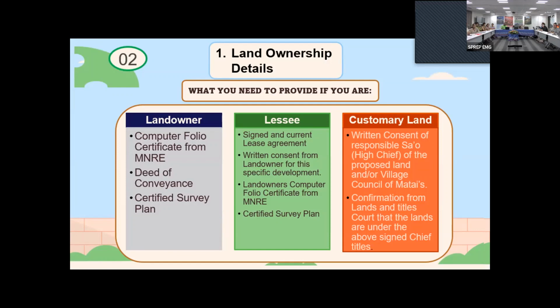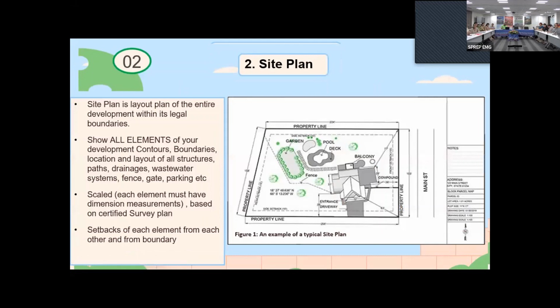Okay, so that's your first type of documentation. Once you identify who you are under these three boxes and gotten your documentation, the very next one that you need is a site plan. For a site plan, this is what we call a layout plan, and it is very important because it shows the entire layout, or where your development lies within the boundary of the land that you're looking to develop. A site plan must show all the elements of your development.